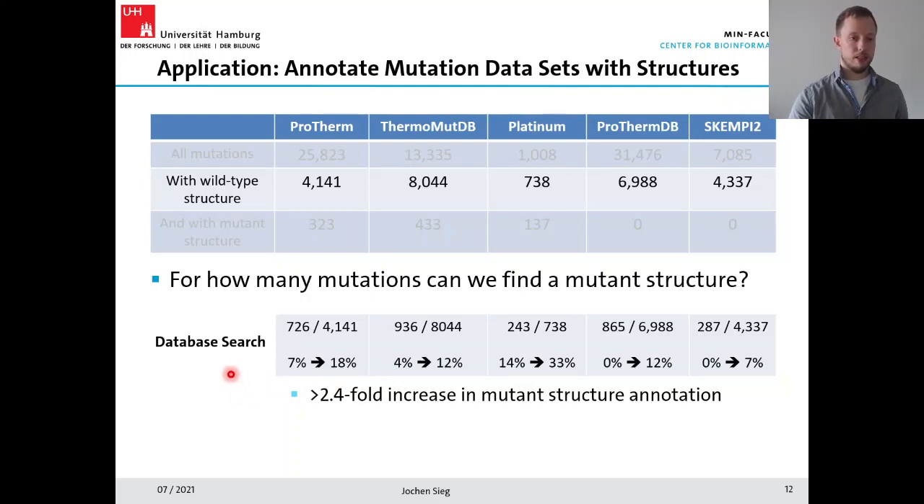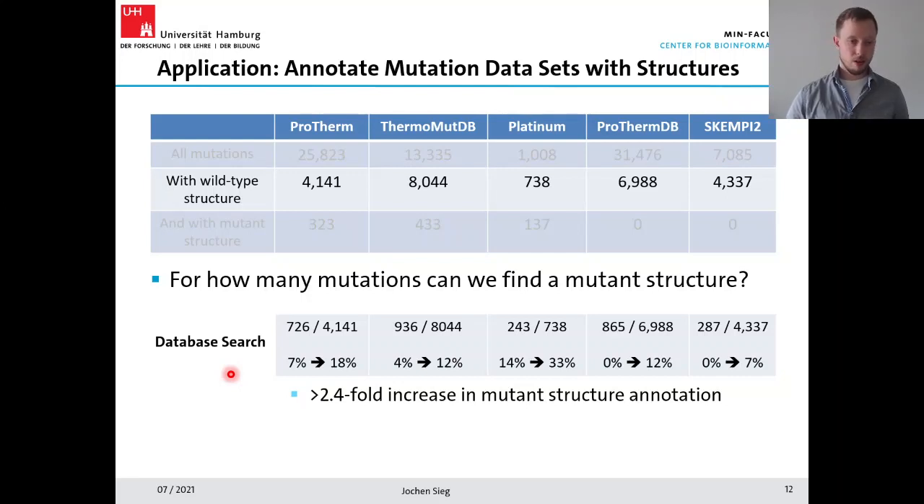And when we look at all the 5 data sets, we see that we can improve the annotation of this mutant structure coverage by at least 2.4-fold here over all the data sets. And I think this is already a quite interesting result here, because this increases the number of training samples that can be used, for example, for building predictors for stability changes upon mutation.